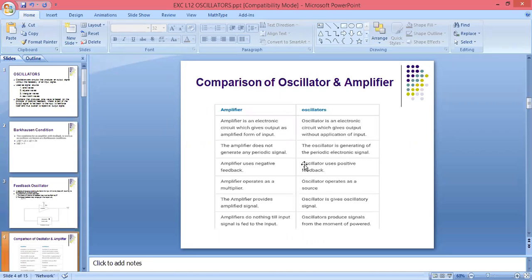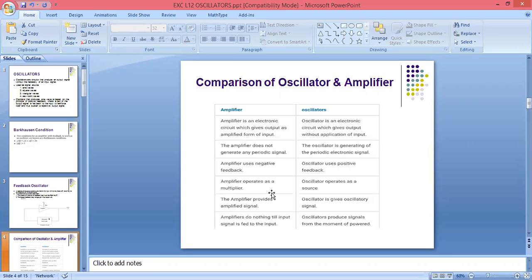These are some differences between amplifier and oscillator. Amplifier is using negative feedback, oscillator is using positive feedback. Then, in an amplifier we will need an external input supply, but in an oscillator there is no need of any external input, so it can give output without application of the input. Amplifier does not generate a periodic signal, but oscillator is giving it repeatedly. That is nothing but a periodic signal.